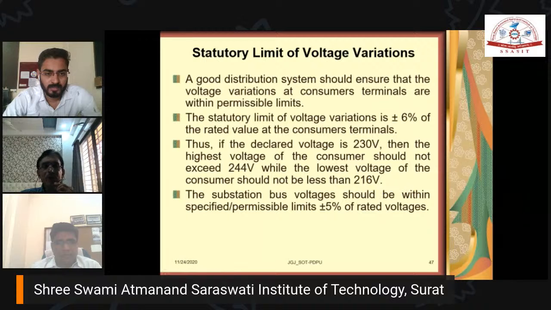Because you know that our fan motors or the induction motors may be affected by both high voltage and low voltage. The substation bus voltages should be within the permissible limits of plus or minus 5% of the rated voltage as per the Indian standards.